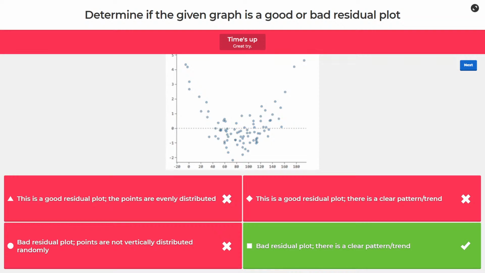Do you want to explain this or do you want me to? I can get it. The answer is going to be, this is a bad residual plot because there is a clear pattern or trend. As you can see, this distribution is kind of U-shaped, and we don't want that in a residual plot. In a residual plot, we want a pretty random point distribution in the graph. And here we can see a pattern, so that's not going to be a good plot.